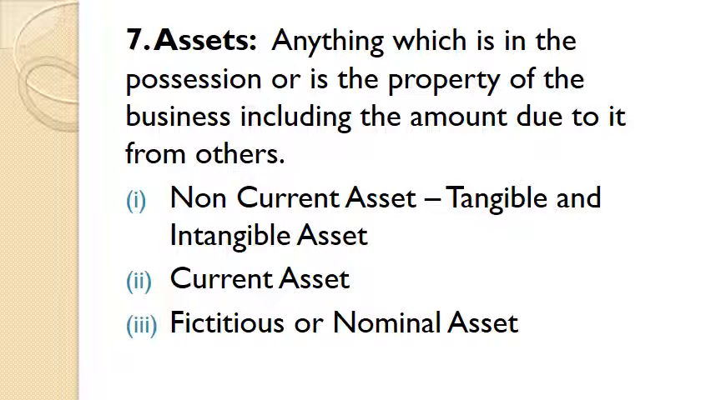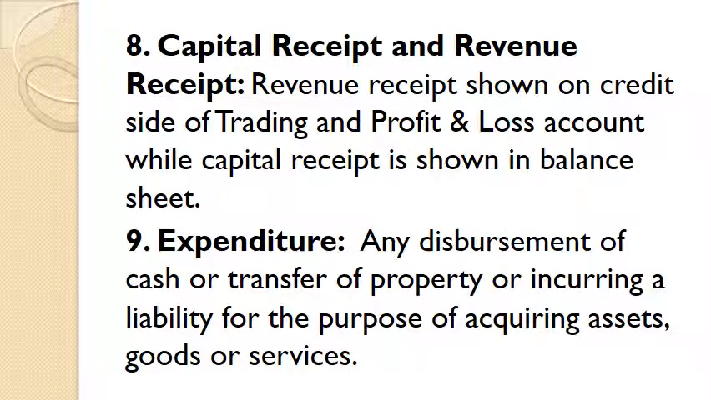Next is capital receipt and revenue receipt. It is also necessary to make a proper distinction between capital receipt and revenue receipt, because revenue receipts are shown on the credit side of the trading and profit and loss account, whereas the capital receipts are shown in the balance sheet, either as an increase or decrease. Increases the liability or decreases the assets.